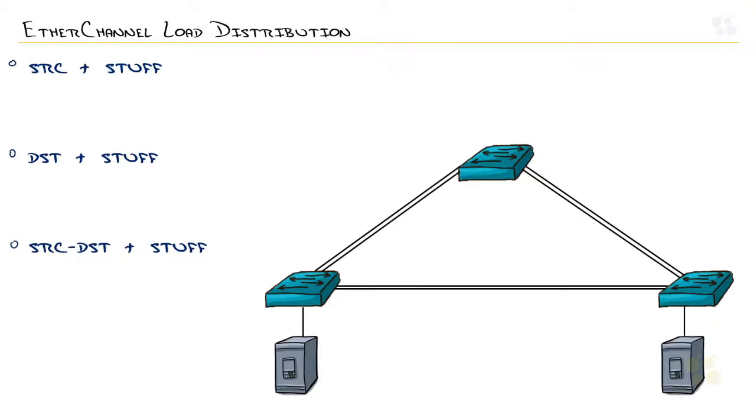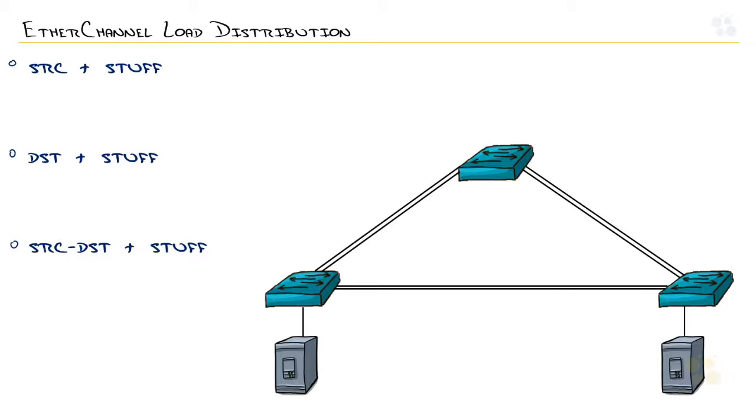So that's why you might say, why didn't they just pick this for us? Well, the reason why is they don't know your network. They don't know if you have one device sending to a ton of devices, or maybe a ton of devices sending to one, or a ton sending to a ton. So that's why they chose to let you choose what load distribution you would want to use.